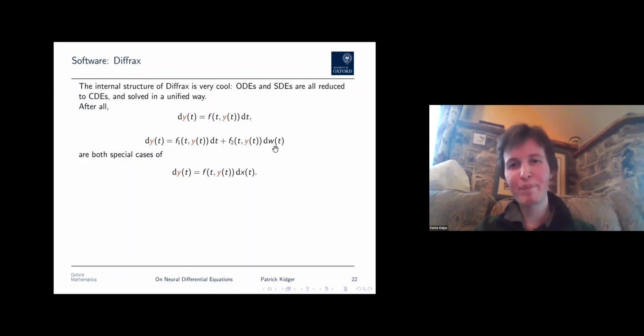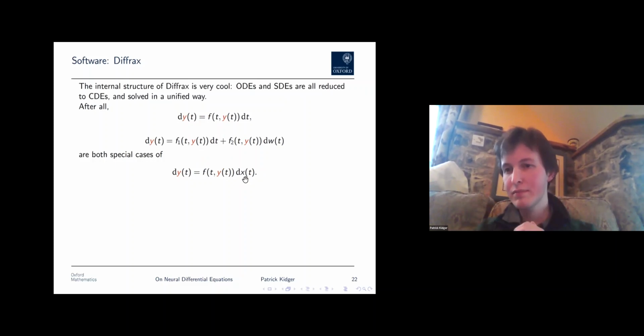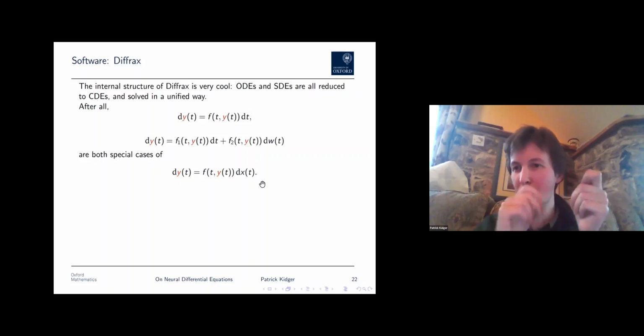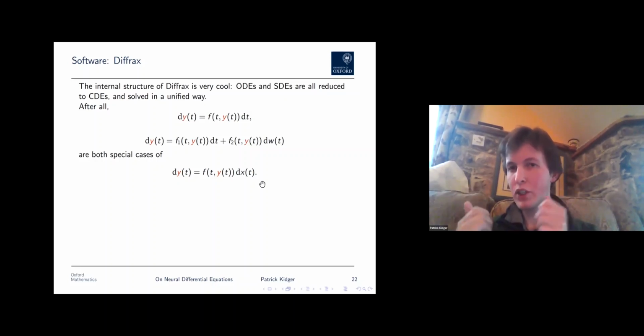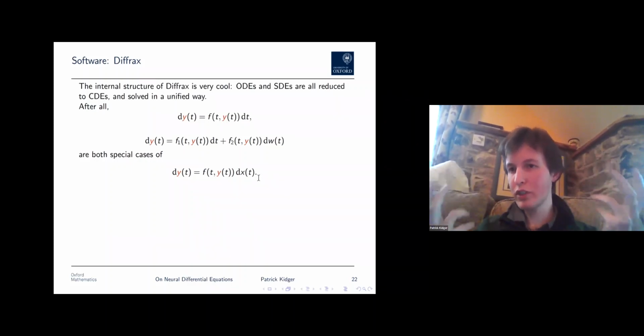You can justify this. I'm not going to get into that. But you can see I've written down a controlled differential equation. And if you think about taking this controlled differential equation and just setting x of t equals t, that's my input path, x of t equals t, then that's the same as an ODE. If you write down x of t is t comma w of t, so if my input path is just time and Brownian motion, then I recover an SDE. So you can see that there's this abstract notion of a controlled differential equation that is more general than that of an ODE or an SDE.